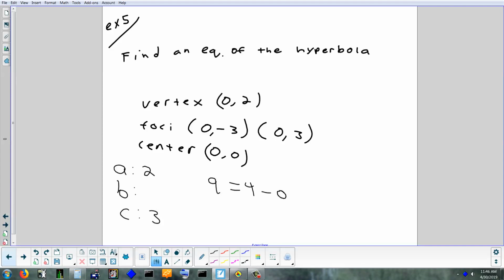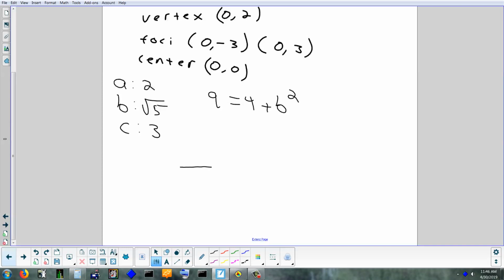C squared equals A squared plus B squared. So B is going to be the square root of what number? Yes, just making sure you're paying attention. Actually, I made a mistake. Yes, it's the square root of 5. So minus the 4, you get 5 equals B squared. So B is the square root of 5.